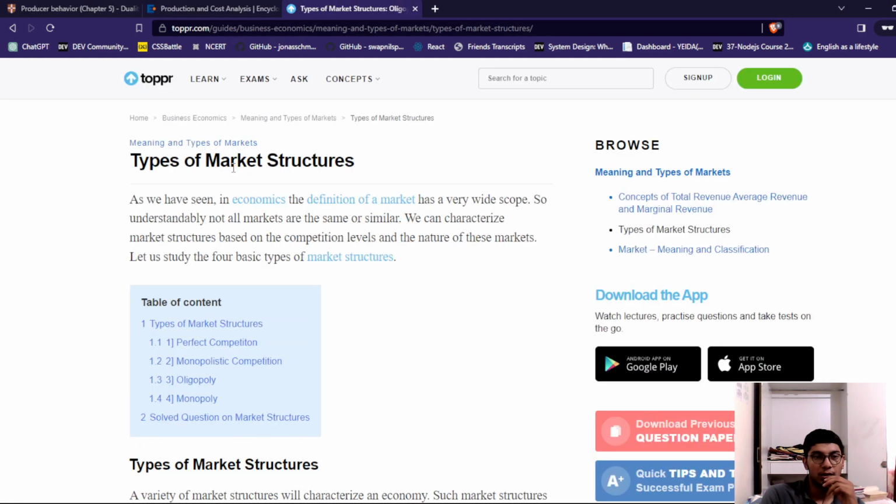Now let's read about the types of market structure. As we have seen in economics, the definition of a market is very wide in scope. All markets can be characterized as market structures based on the competition level or nature of the market. Let us study four basic types of market structure.